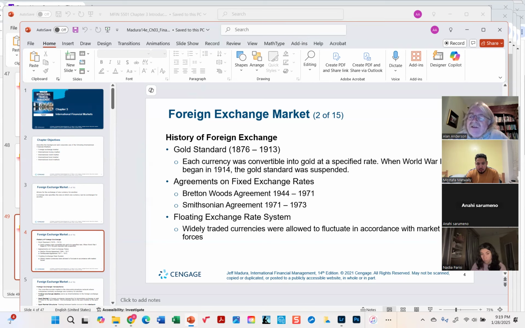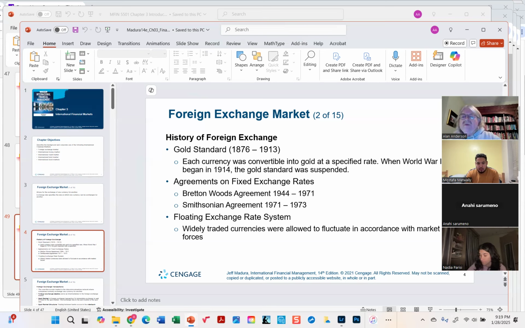And it had a lot of advantages, among them being very low inflation and basically very little foreign exchange risk because currencies were defined in terms of their gold content. So it was a very stable and prosperous period. But unfortunately, World War I came along and that kind of took care of that.